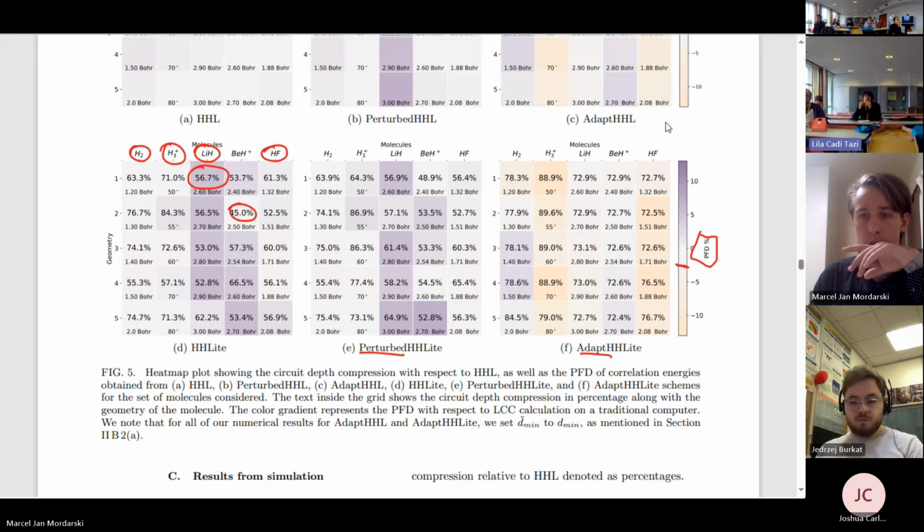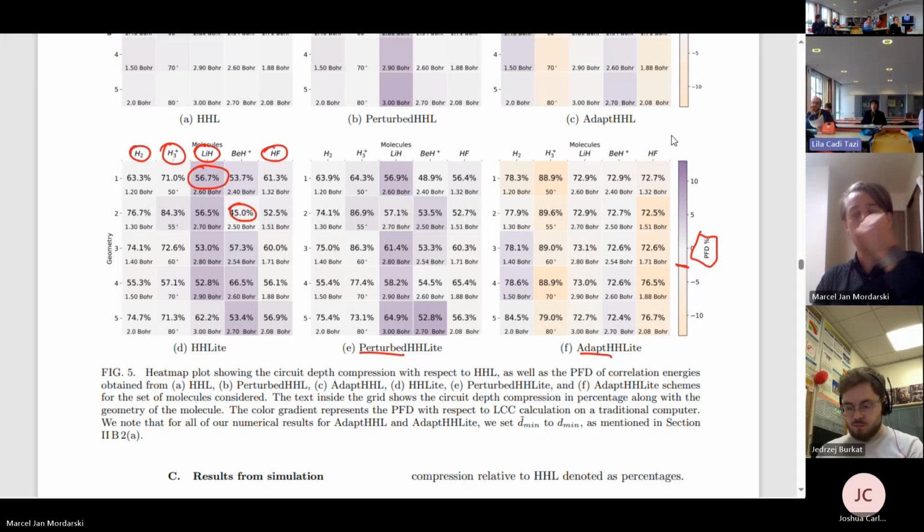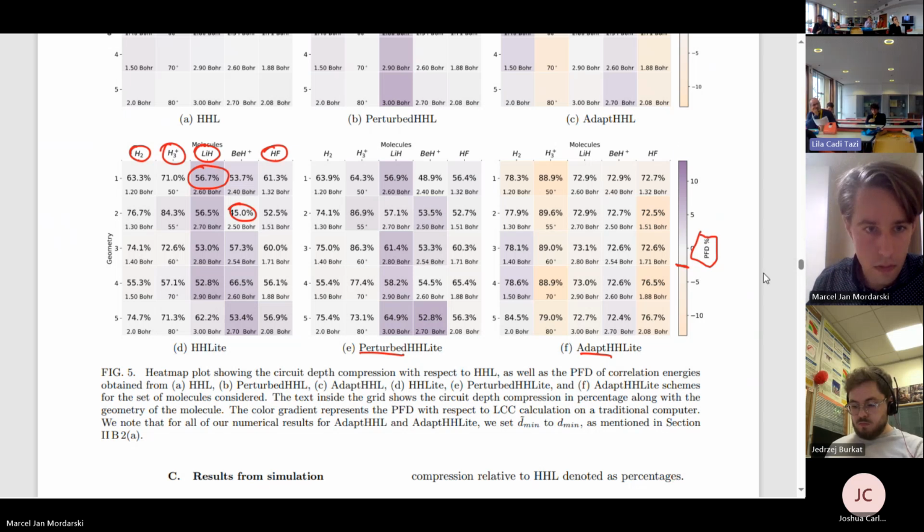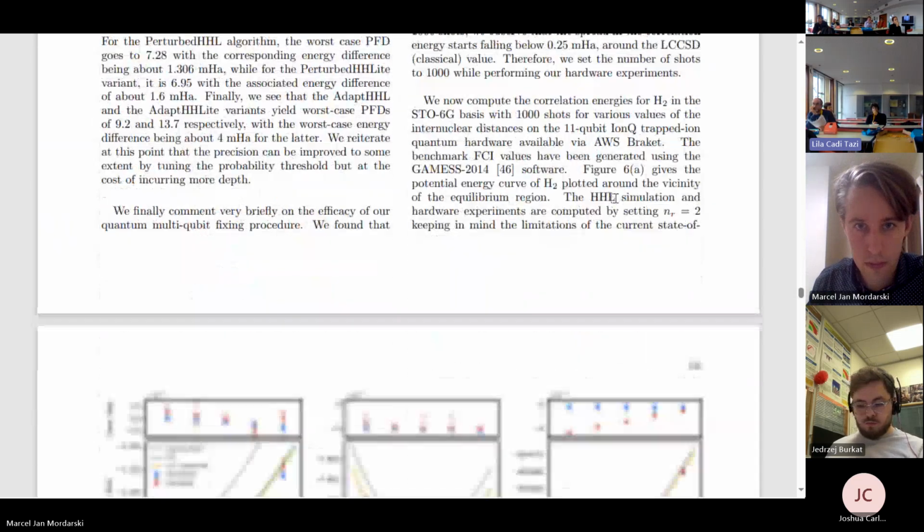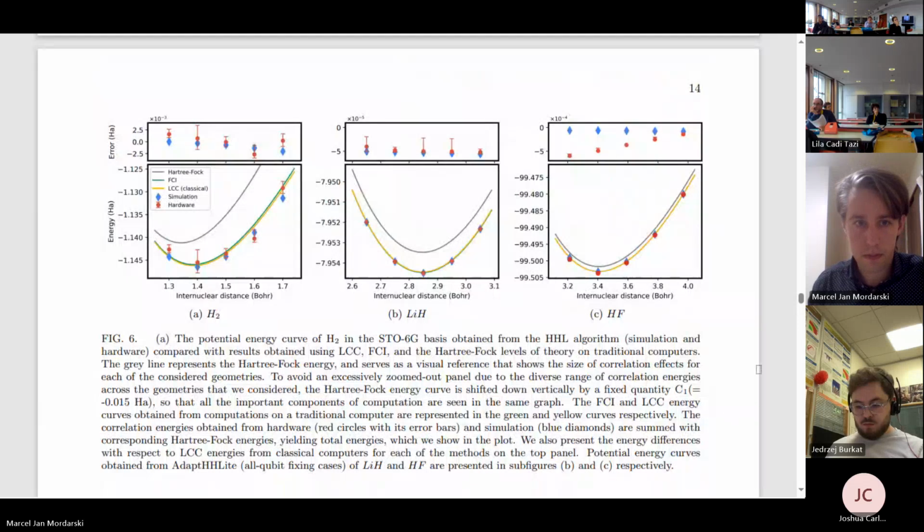Look at their curves. They have the dimensional energy curve, and honestly, the results are like... Which figure? These figures. Figure 6. Can we look at figure 6? Yeah. Their error is like 2... and it's the simulation, not the hardware. Oh no, there's 2 times 10 to the minus 3.